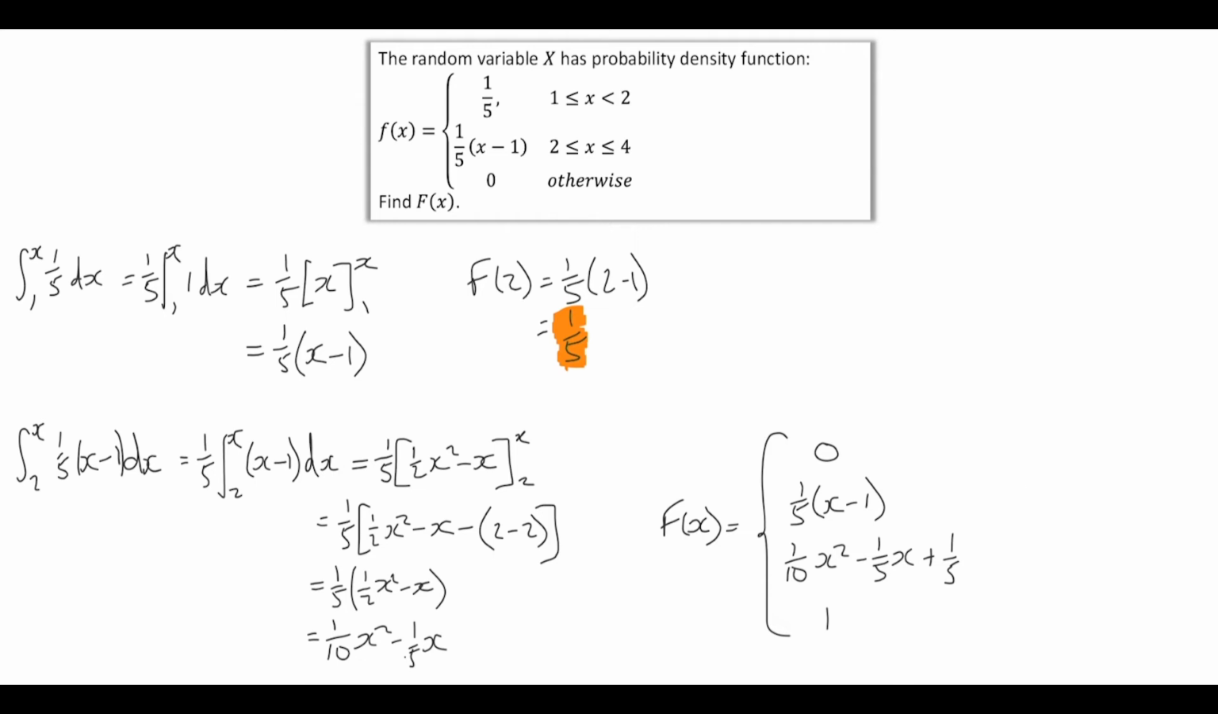And then for the 0, we'll make sure it's less than 1, and for 1, we'll make sure that it's greater than 4. Being careful to make sure the signs here don't overlap. Since 1 was included in the 1 to 2, it's not included in the less than 1. Since 4 was included in the 2 to 4, it's not included in the greater than 4. And this is the cumulative distribution function, and this is the technique you need to use when you have multiple intervals or multiple functions.